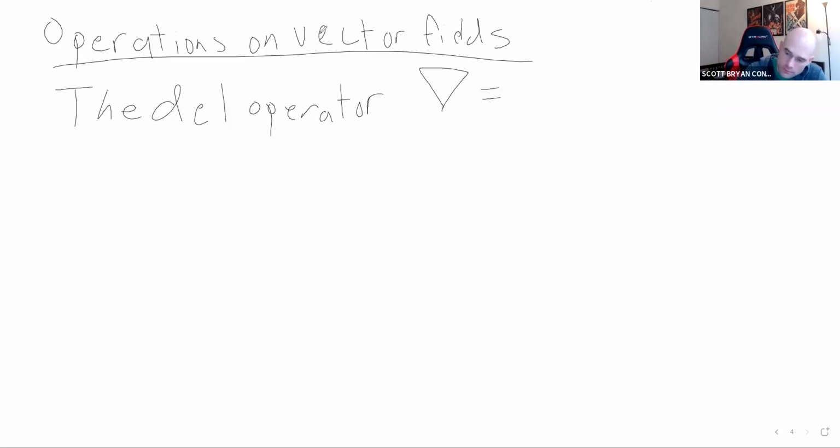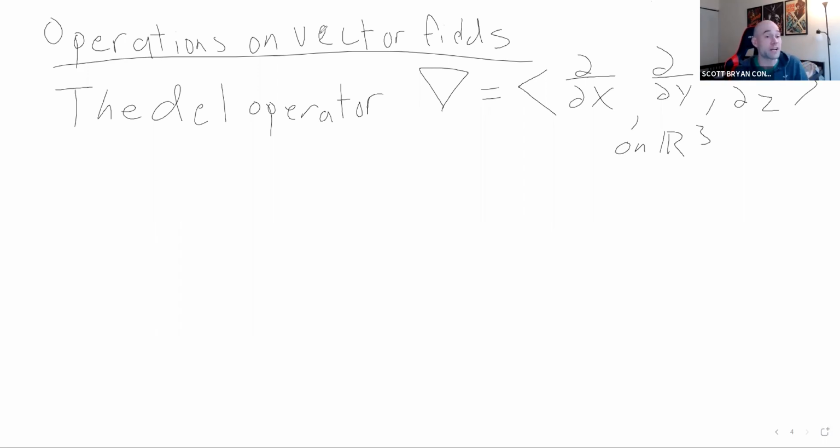So the del operator is just going to be a vector. So the first component is partial with respect to x. The second is partial with respect to y. The third is partial with respect to z, if we're dealing with vector fields on R3, and if we're dealing with vector fields on R2, then it's just partial with respect to x, partial with respect to y.